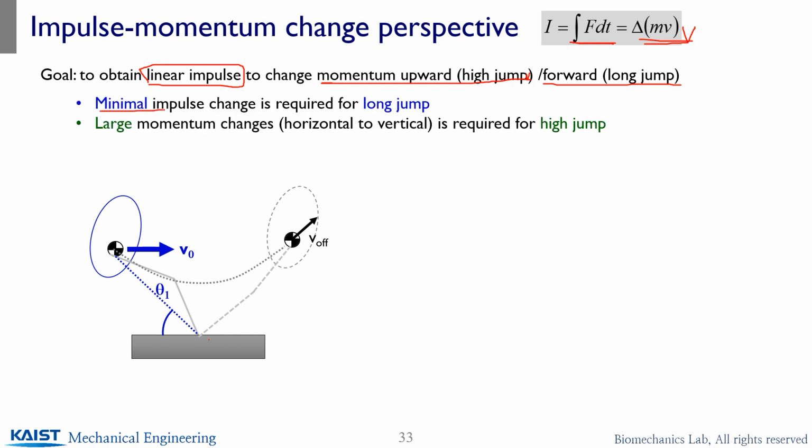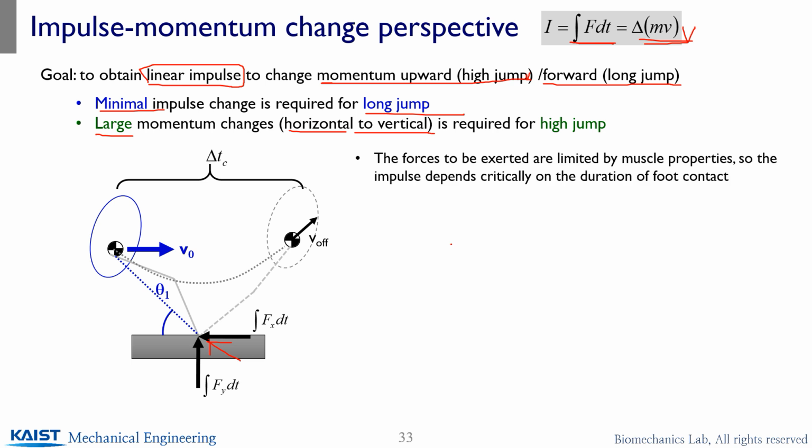So you want the minimum impulse change for the long jump. You don't want to lose momentum, right? Usually the contact force is against your forward motion, so you want minimal impulse. As opposed to that, for the high jump you want a larger momentum change because you have to go up. Since you're running horizontally and have to change your momentum into vertical, a large amount of impulse is required.